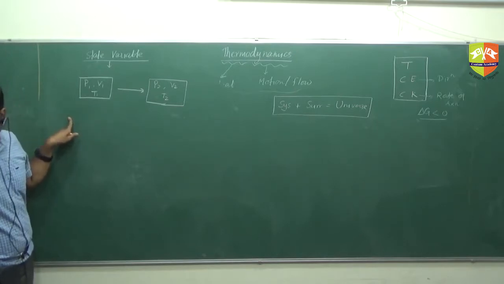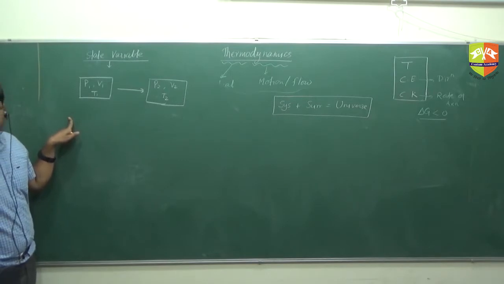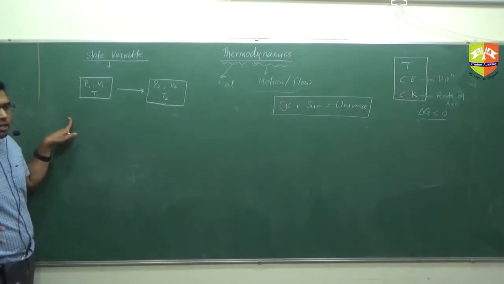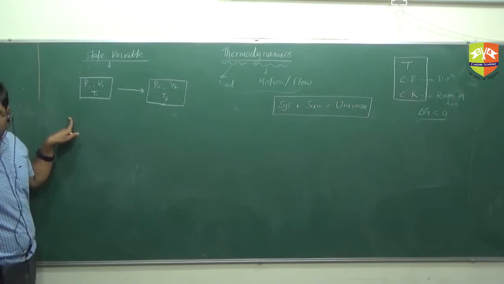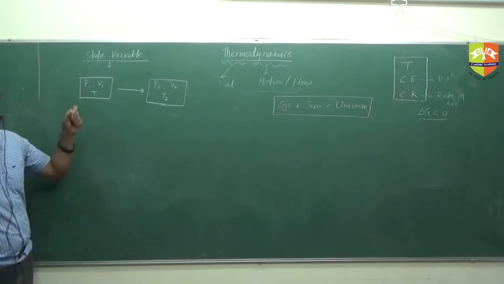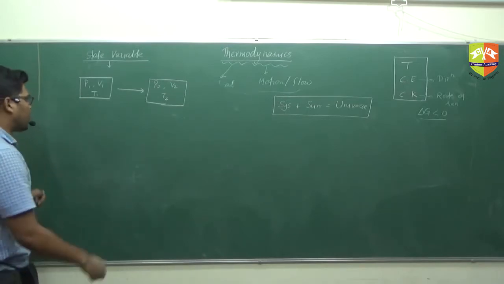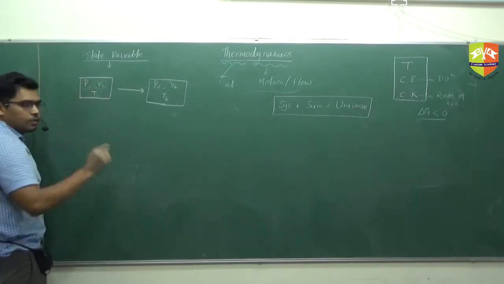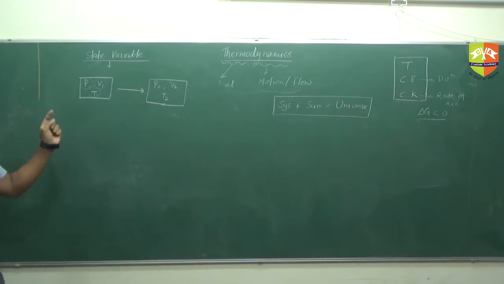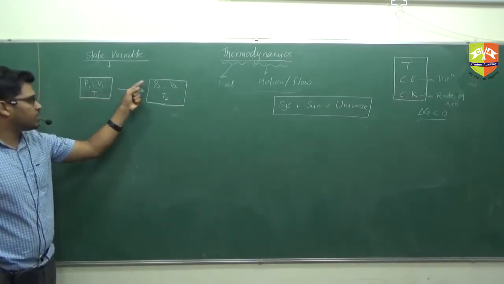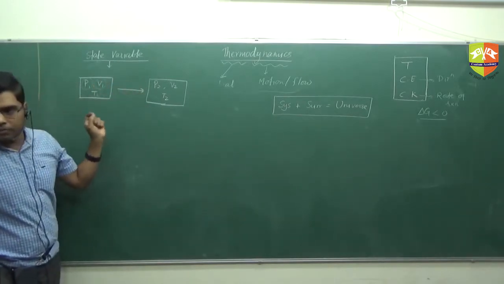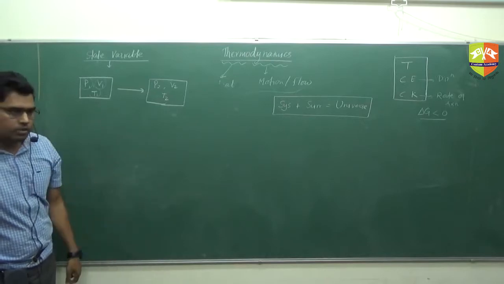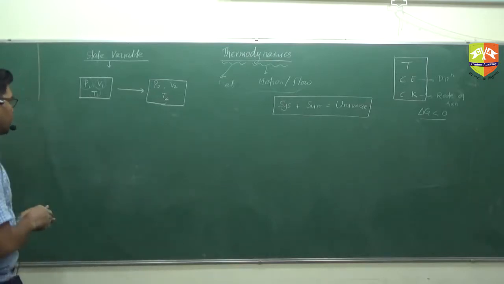So we have different processes. Isothermal you must have heard, right? Isothermal process is temperature constant, isobaric is pressure constant, isochoric is volume constant, adiabatic is no exchange of heat. So all these are processes. By these processes we can change any one or more than one state variable. The way or the path by which the state variables change, we call different processes. We'll come to this later.